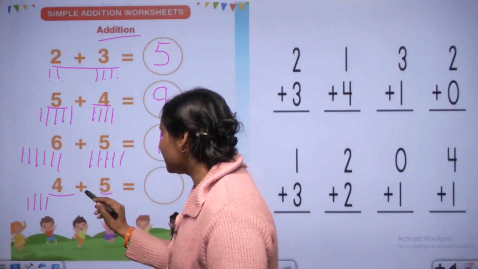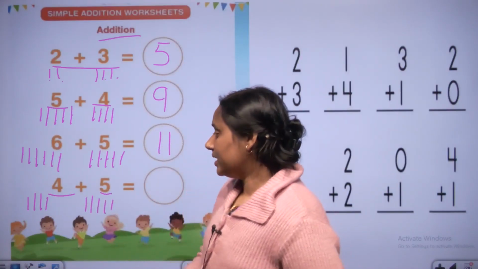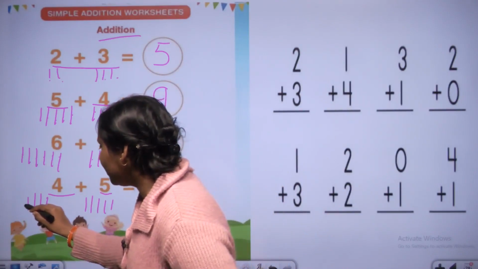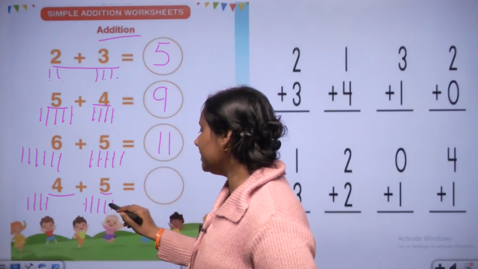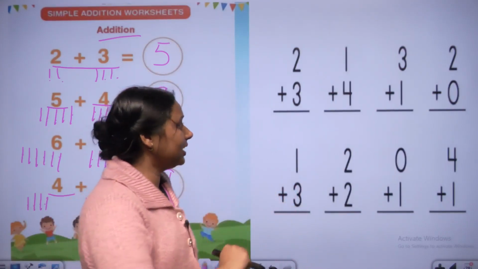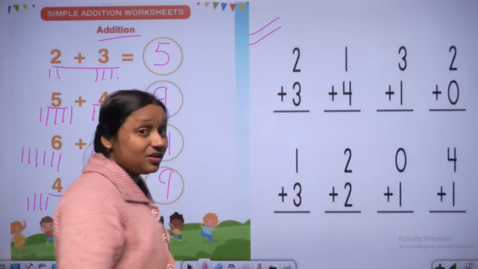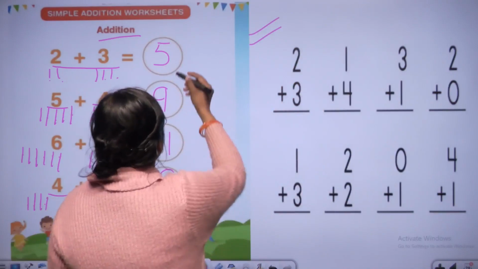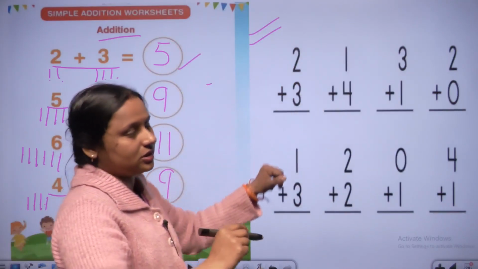4 sticks we draw here, then what number? 5. Yes, 5 sticks to draw. 1, 2, 3, 4, 5. What do we get when adding? 1, 2, 3, 4, 5, 6, 7, 8, 9. Yes, 9. Okay, then this one is addition, but vertical addition. Okay, this one is horizontal addition. And this was vertical addition.